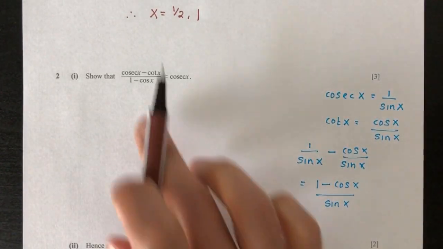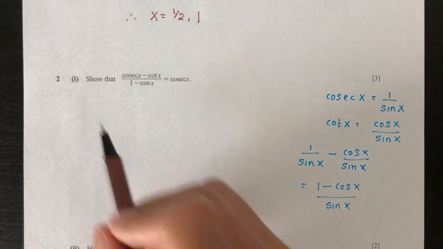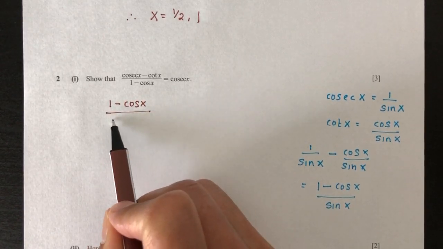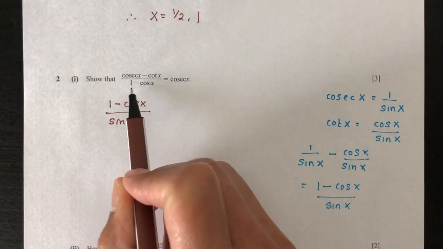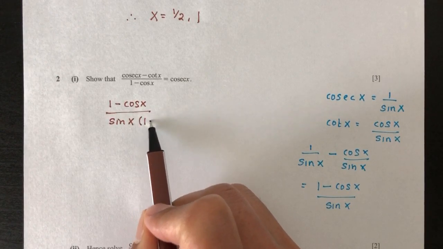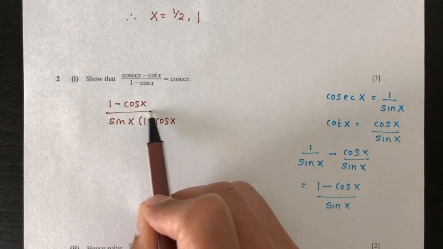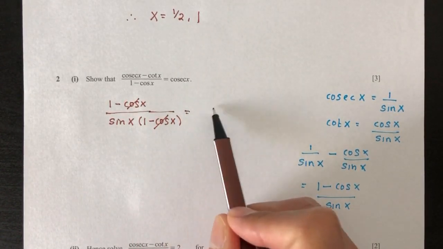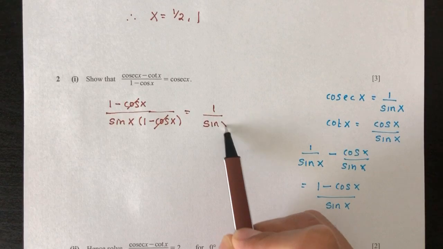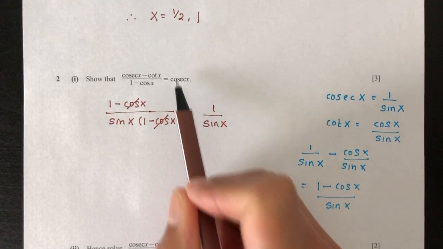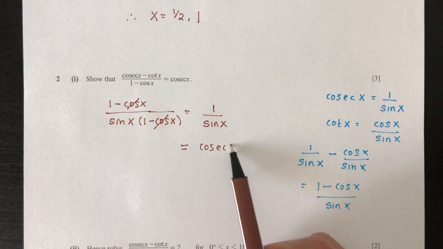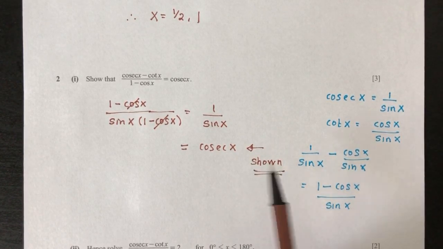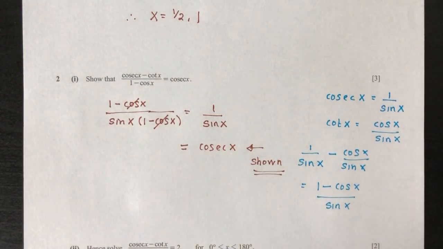Now replace this back in your main function. You will have 1 minus cos x over sin x. Now you have to divide by this, so it becomes times 1 over cos x. Now this and this are the same, so they cancel out. So you have 1 over sin x. So 1 over sin x is just cosec x. This is shown as required. Okay, that is question number 2, part 1.